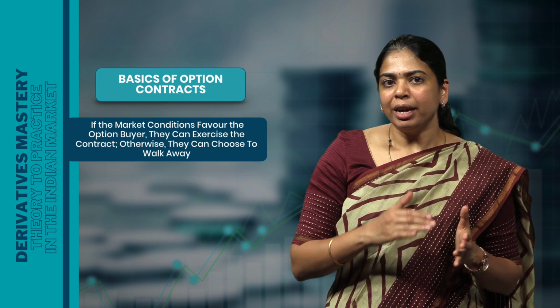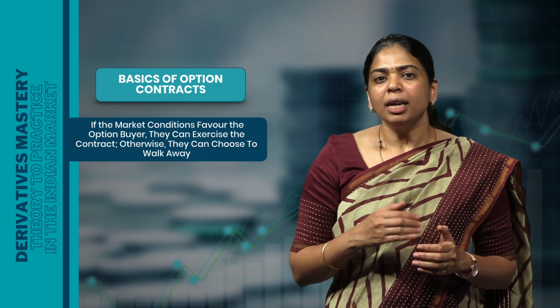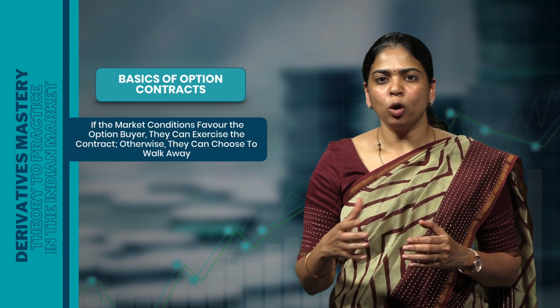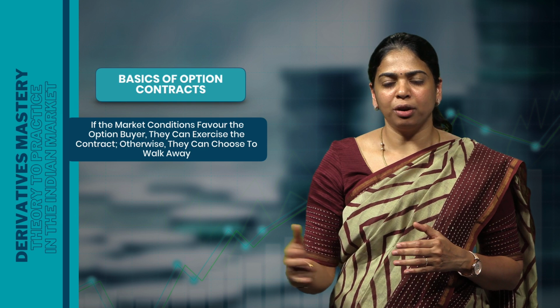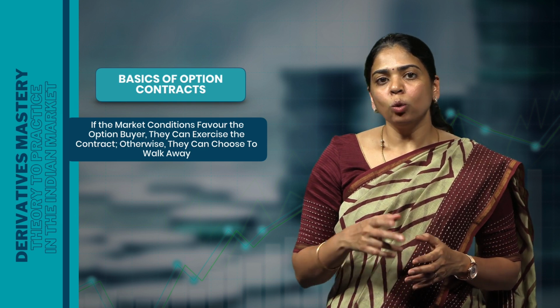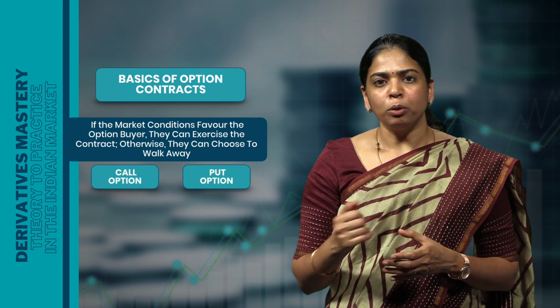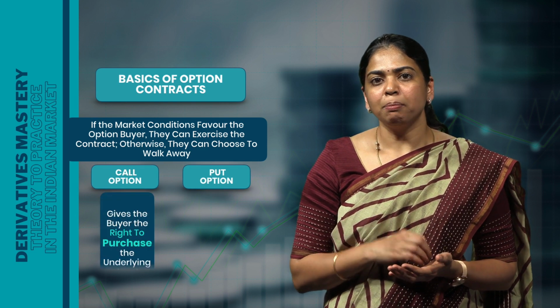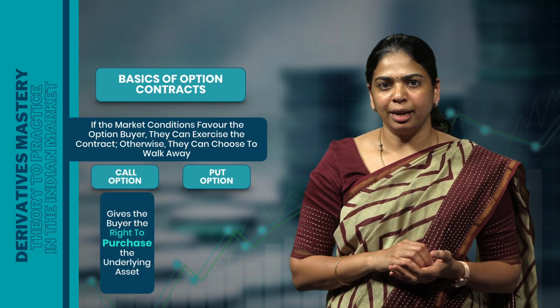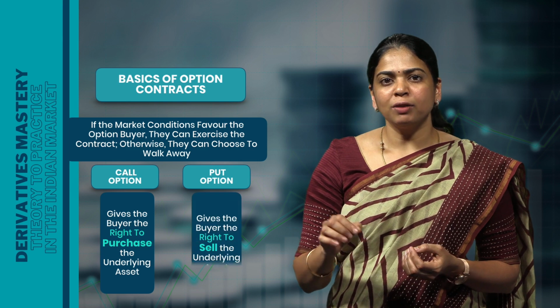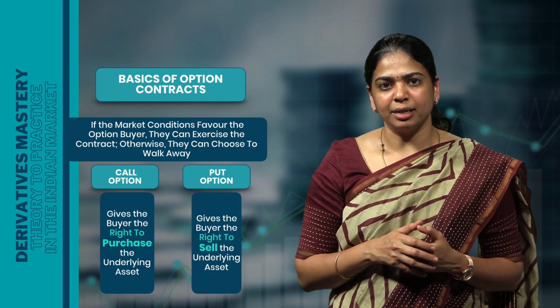Because the option buyer enjoys this flexibility, he must pay a fee known as a premium to the option seller, which is non refundable. So, there are two types of options, call option and put option. A call option gives the buyer the right to purchase the underlying asset, while a put option gives the buyer the right to sell the underlying asset.